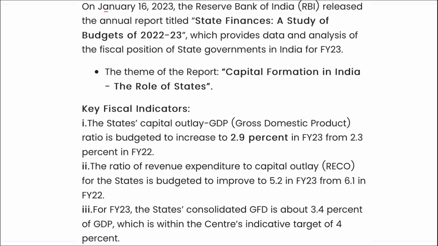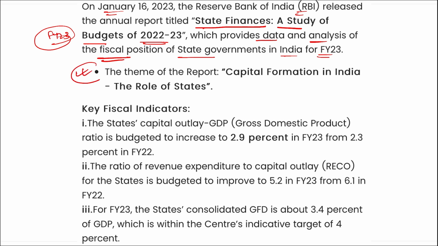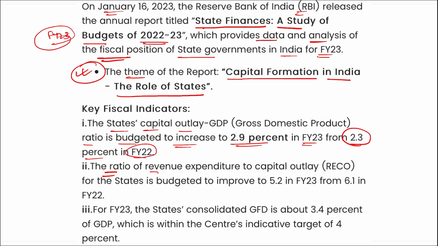Here remember, on 16th of January, RBI released the annual report titled State Finances: A Study of Budgets of 2022-2023, that is fiscal year 23. This provides data and analysis of the fiscal position of state governments in India for fiscal year 23. The report was based on the theme of capital formation in India, the role of states. The states' capital outlay to GDP ratio is budgeted to increase to 2.9% in fiscal year 23 from 2.3% in fiscal year 22. The ratio of revenue expenditure to capital outlay for the states is budgeted to improve to 5.2 in fiscal year 23. That was 6.1 in fiscal year 22.